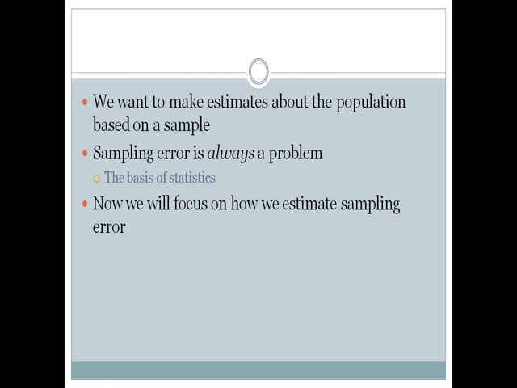So the goal for statistics, in part, is that we want to make estimates about the population based on a sample. We know that sampling error is always a problem. Now we will focus on how to estimate sampling error. And just a reminder, sampling error is the amount of difference between a sample mean and the corresponding population parameter.